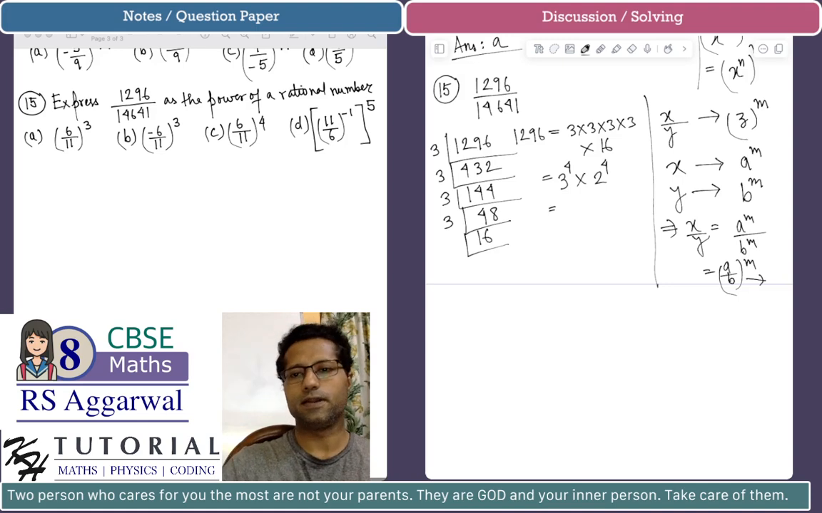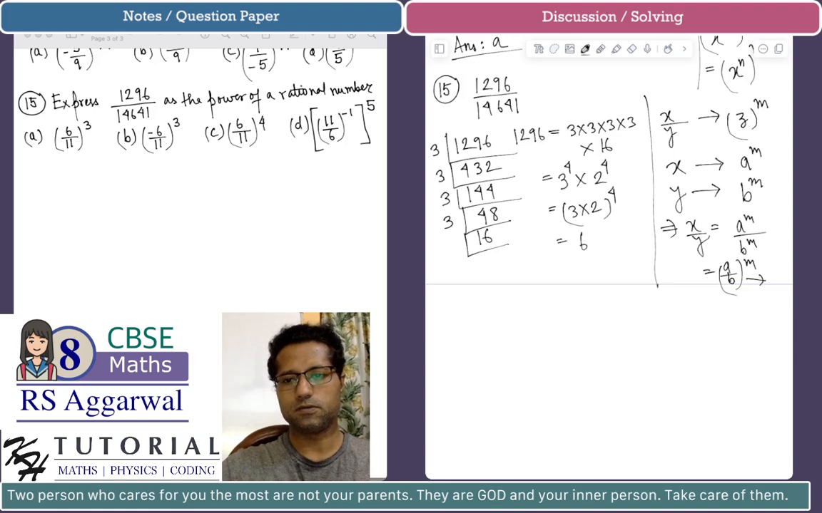So 1296 can be expressed as 3 to the power 4 multiplied by 2 to the power 4. This is nothing but 3 multiplied by 2 whole raised to the power 4. This is 6 raised to the power 4.